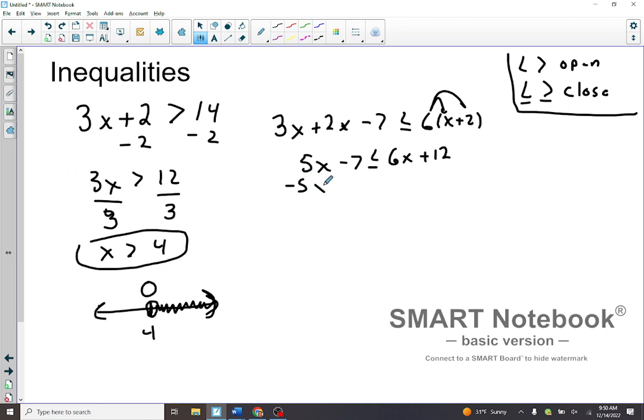All right, minus 5x, minus 5x. Negative 7 is less than or equal to x plus 12. Minus 12, minus 12. Negative 19 is less than or equal to x. If you said you can combine when it's on the same side as the equal sign, there's no equal sign. You mean the same size of the less than or greater than? I don't know what you're saying.